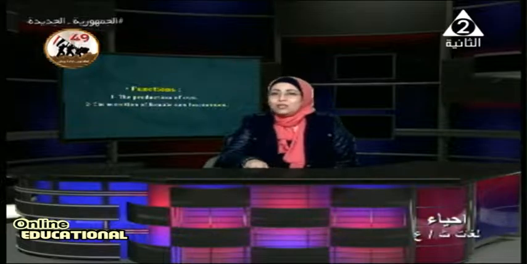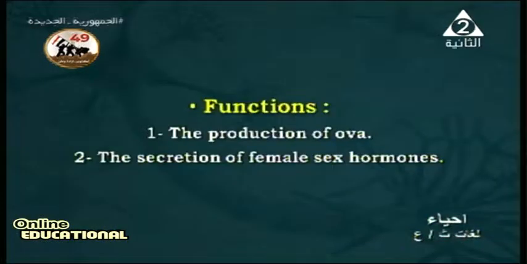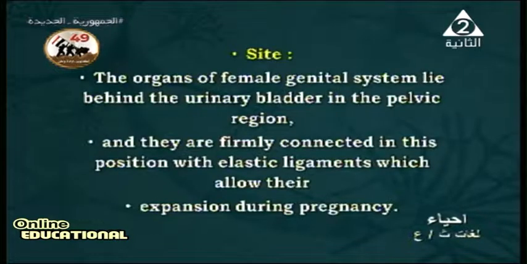What is the structure of the ova? First, the function: the production of ova and the secretion of female sex hormones. You know that the male reproductive organ produces hormones like testosterone. But in the female, there are two other hormones. What are these two hormones? Progesterone and estrogen.